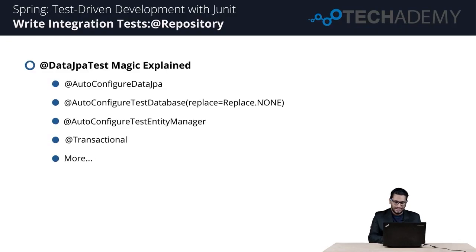The DataJpaTest annotation packed a lot of magic in one single annotation. It can be called a combo Spring annotation, which is a quick way of adding a whole bundle of annotations that tend to go well together. So you can see a few here in the list, but actually the DataJpaTest annotation is a shorthand for several more. So let us look at the ones that we benefited most from.